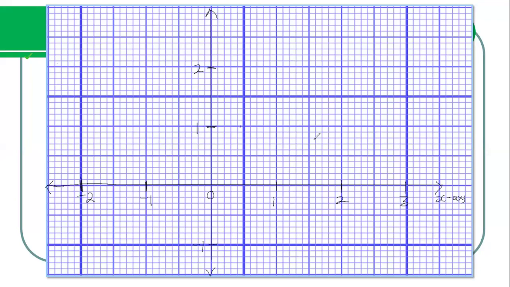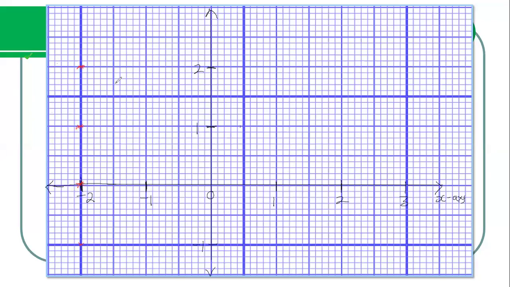Zero, -2. Negative... 0. You plot -2, 0 is here. -2, and 1 is here. -2 is here. Now, that is my line.